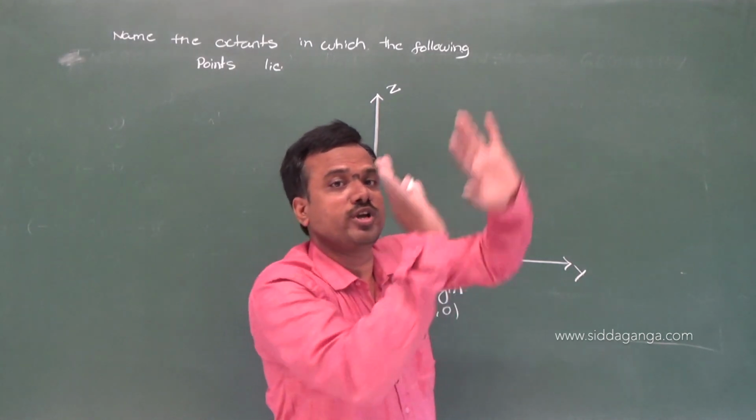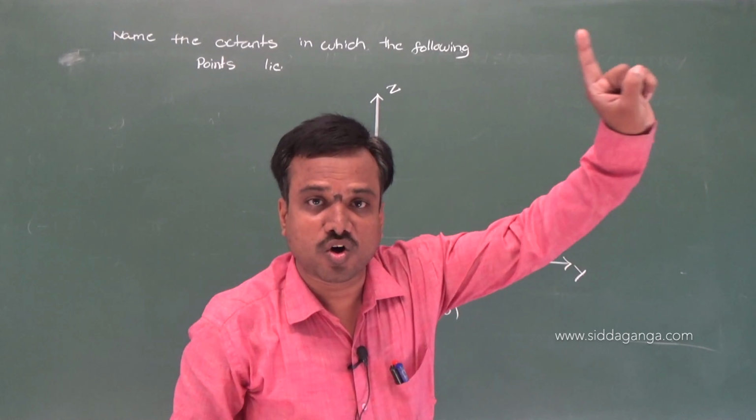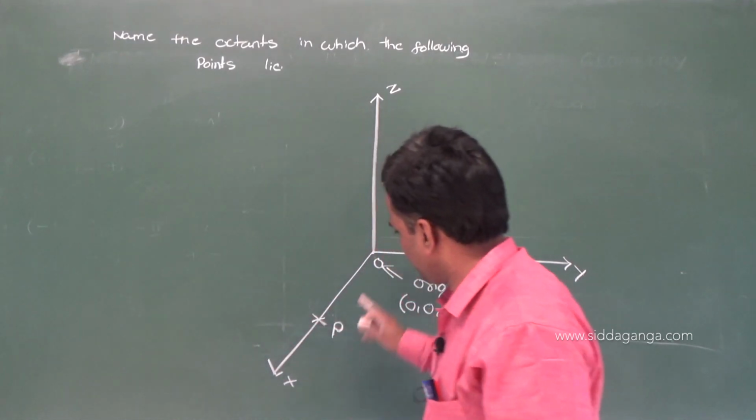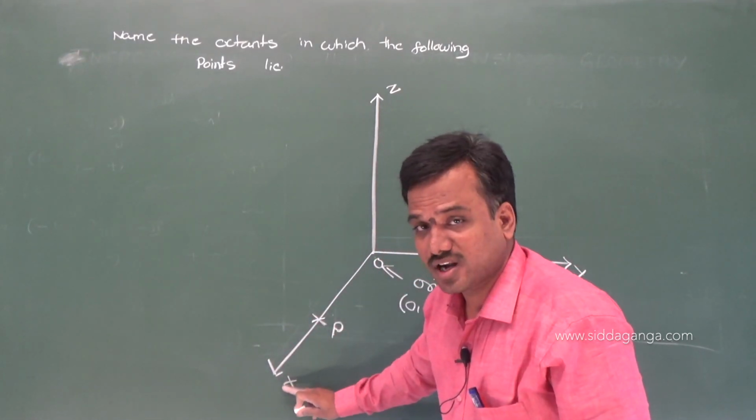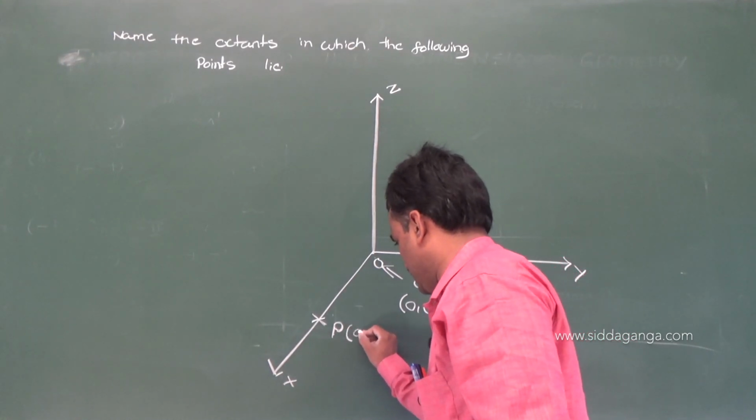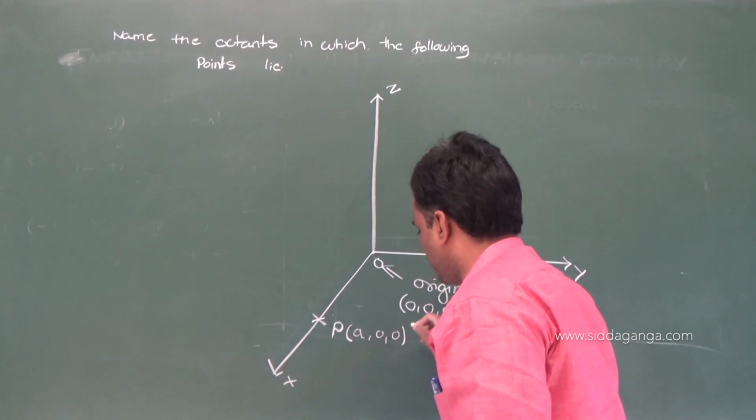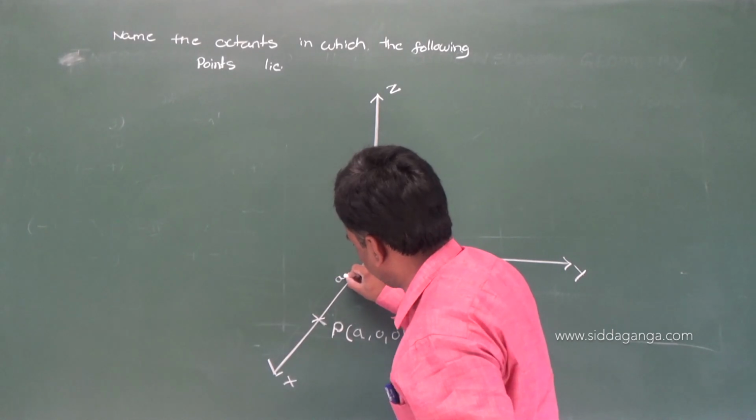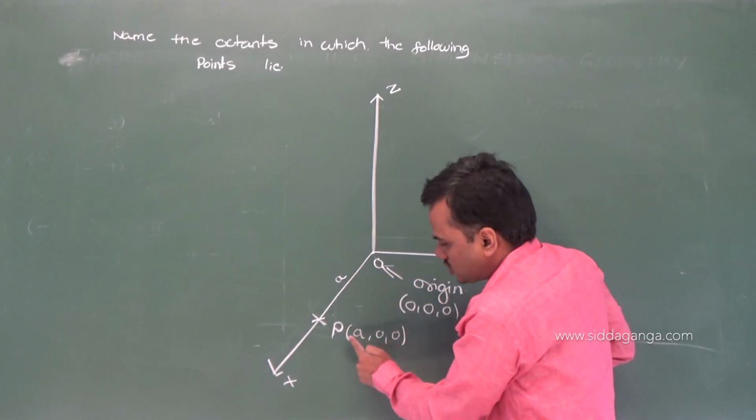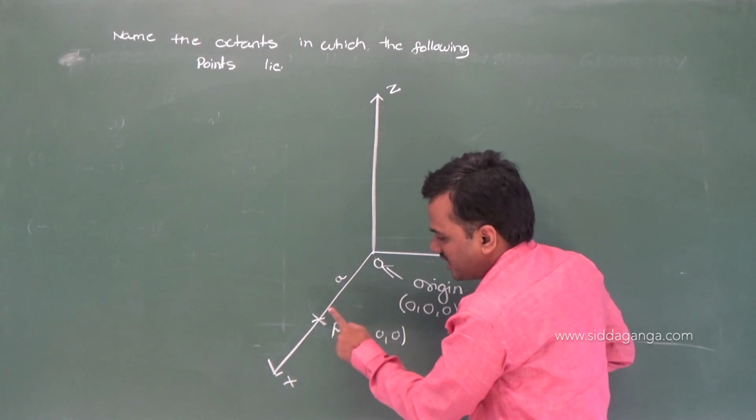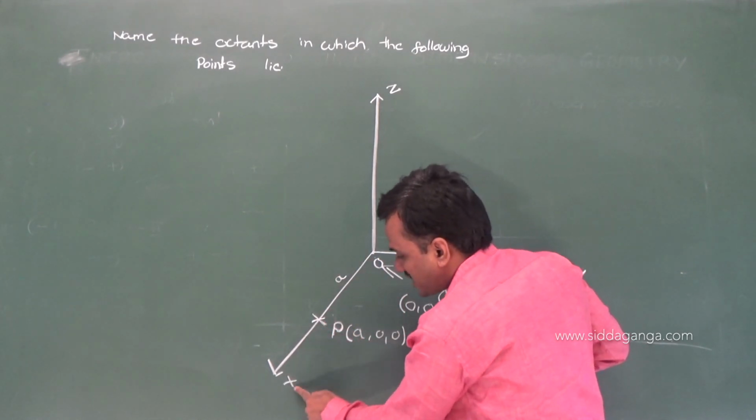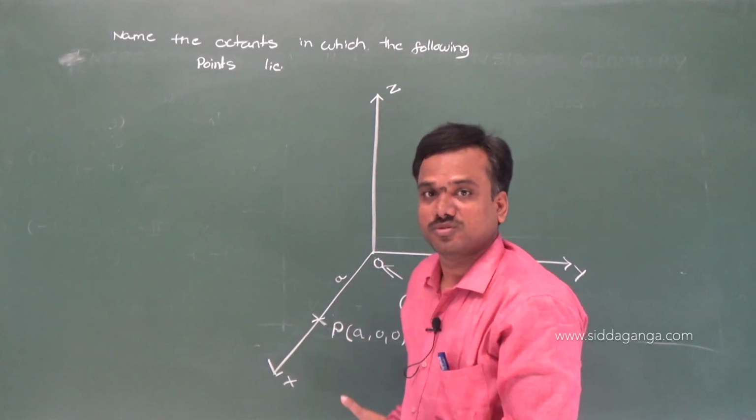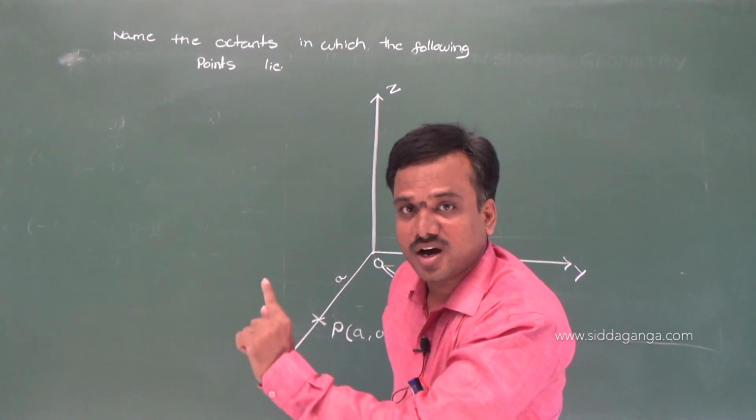Then a point on the x-axis. Suppose P is a point that lies on the x-axis. What we see in two-dimensional geometry: if a point lies on the x-axis, y coordinate is 0. The same way, a point on the x-axis is A comma 0 comma 0. OP is nothing but the x coordinate. So, very important, if a point P lies on the x-axis, y coordinate and z coordinate are 0.